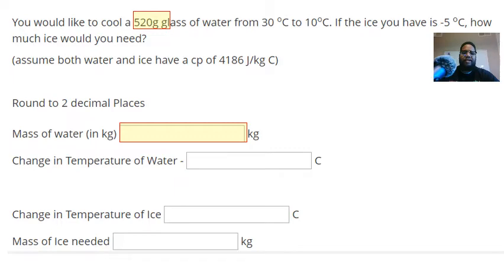Now, when it's asking how much ice would you need, it's asking about mass. All right. So we're going to be looking for mass. So the mass of water, 520 grams, which is 0.52. How did I get 0.52? Well, if I'm going from grams to kilograms, that means I need to divide by 1,000. Because there are 1,000 grams in 1 kilogram. All right. That's not 1,000 yet, so it makes sense that my answer is less than 1.